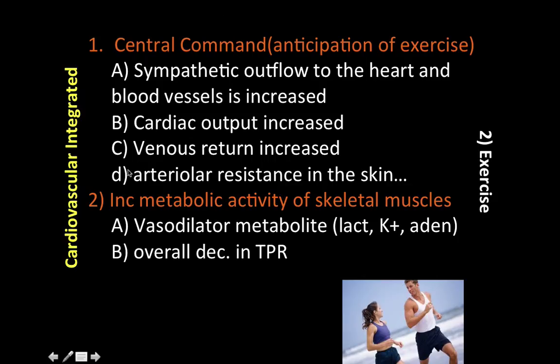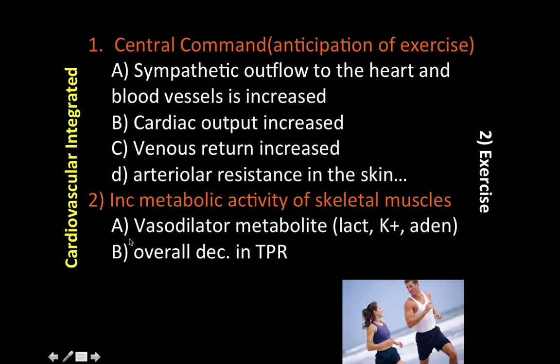Finally, another point in the central command or anticipation of exercise is arterial resistance. The arterial resistance overall is increased in the skin, splanchnic regions, kidneys, and in active muscles. Accordingly, when this happens, the blood flow to these organs is decreased.